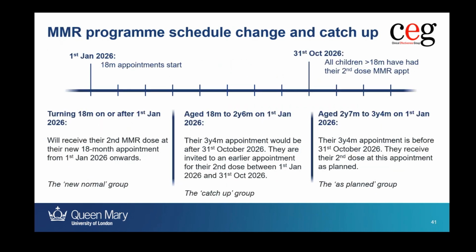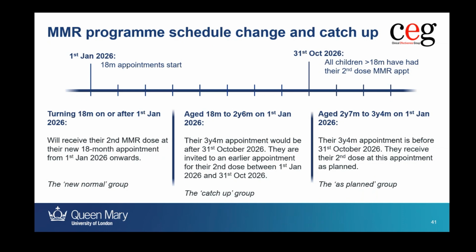This will also coincide with a shift in that second dose of MMR. And we can think about there being three main groups here. We can think about this new normal group. So those who turn 18 months on or after the 1st of January 2026, they will just get their second dose of MMR at this 18-month appointment. They are the new normalers.